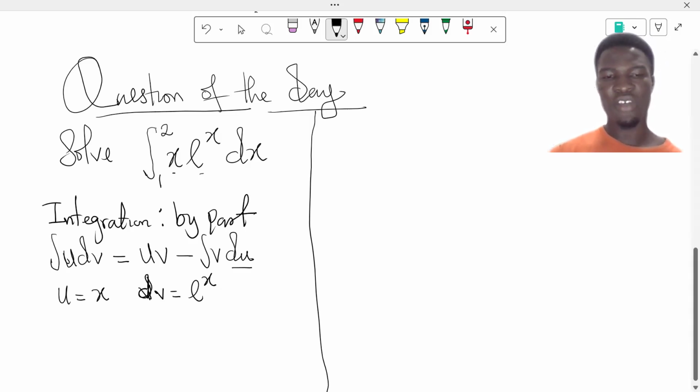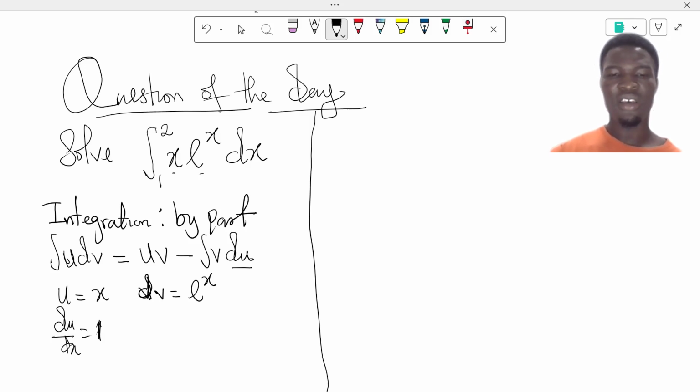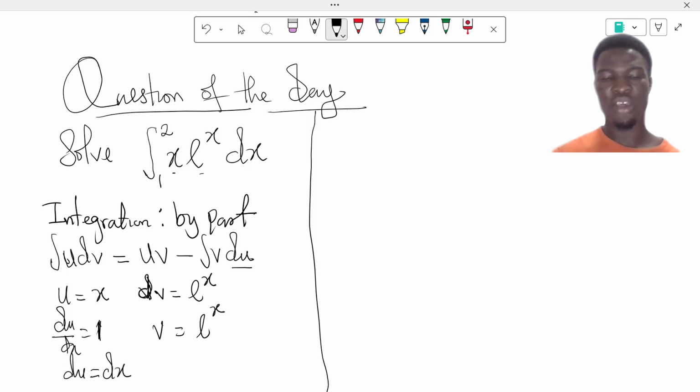To find du, you differentiate u with respect to x. Differentiating u with respect to x, du/dx equals 1. To get your v, you integrate dv, and if you integrate exponential x, you will also have exponential x. Cross multiplying, du equals dx. So I can use this formula now.